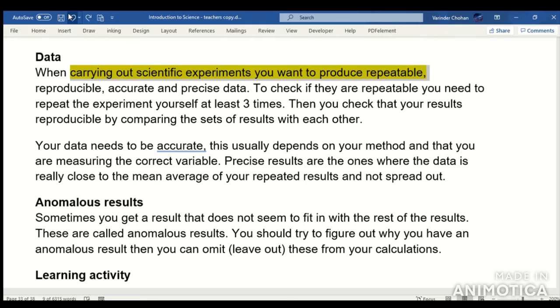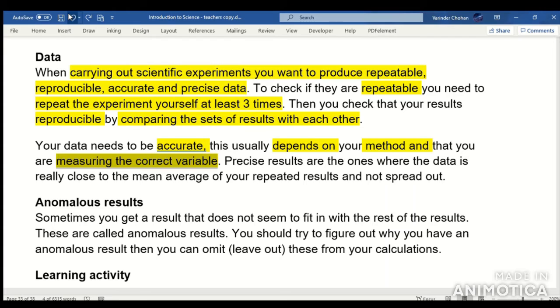Data. When carrying out scientific experiments, you want to produce repeatable, reproducible, accurate and precise data. To check if they are repeatable, you need to repeat the experiment yourself at least 3 times. Then you need to check your results are reproducible, comparing your results with other sets of results. Your data needs to be accurate. This usually depends on the method and measuring the correct variable. Precise results are the ones where the data is really close to the mean average of your repeated results and not spread out.